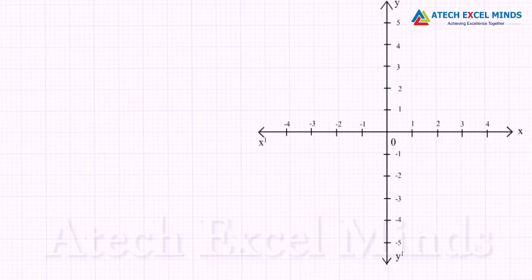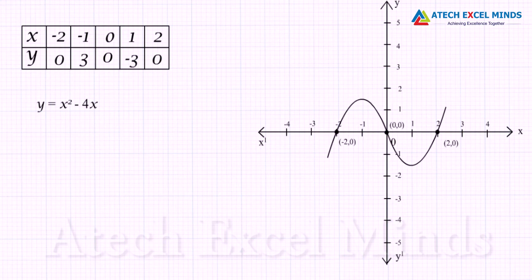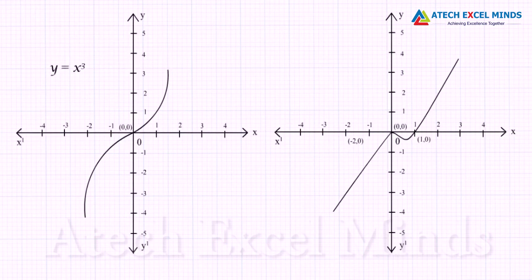Now consider an example of a cubic polynomial, y equal to x cube minus 4x. Let us choose values that satisfy x and y in this equation. From the graph and table, the zeros of x cube minus 4x are minus 2, 0 and 2. Let us consider more examples of cubic polynomials. For the polynomial y equal to x cube, 0 is the only zero of x cube. For the polynomial y equal to x cube minus x square, 0 and 1 are the only zeros of x cube minus x square.